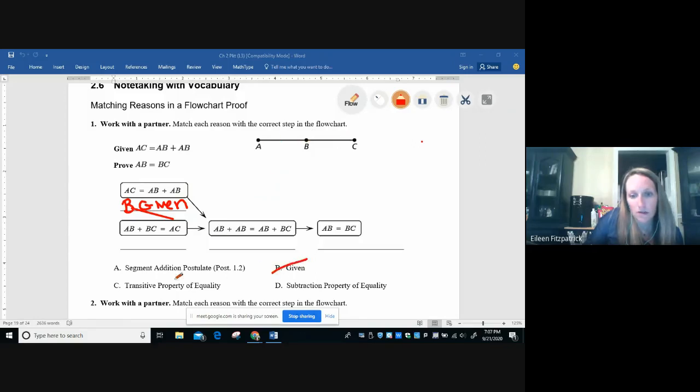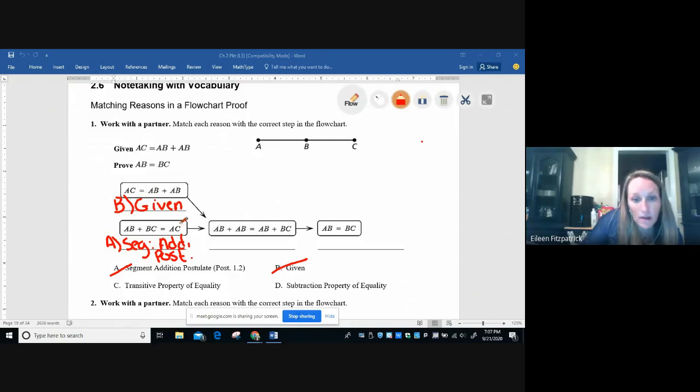Okay, well, we already used a given. So my other options are segment addition postulate. I'm going to rewrite that. This is B, given. All right, so we have a segment addition postulate, transitive or subtraction. Well, it's segment addition. Look at it again. AB plus BC equals the whole thing. So this is a segment addition postulate, abbreviating when I can. Okay. Then from there, those two give us this one.